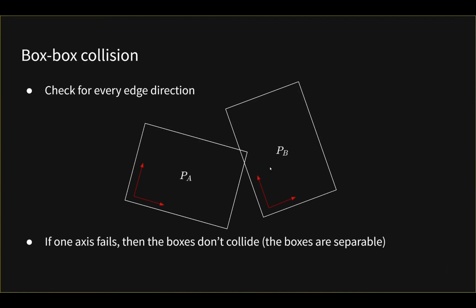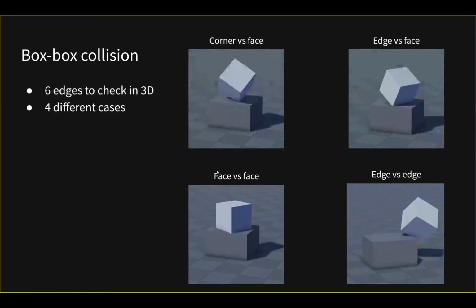For this case, it can't be solved with just these edge directions. You need a few more directions for that. You actually need to take the cross products between edges. I'm not going to go into too much detail on that, but it essentially means you need like 9 more. So you need like 15 edges to check in 3D, or 15 directions or axes to check in 3D.